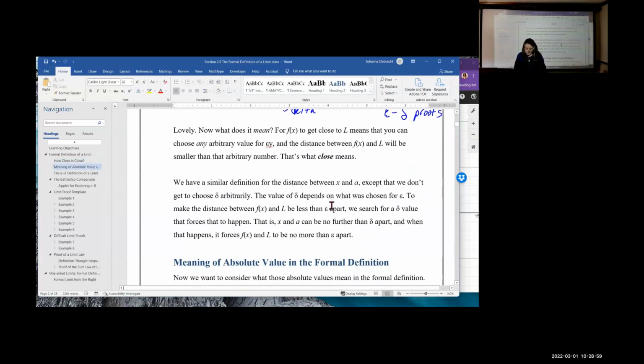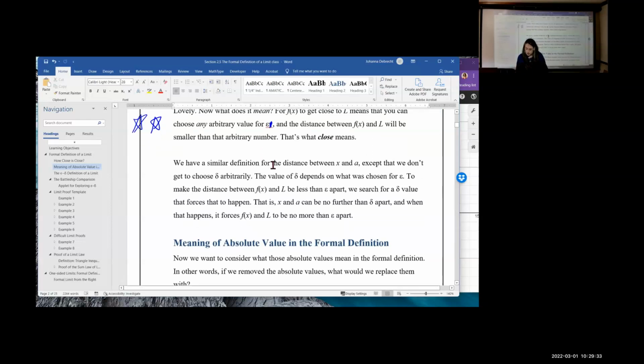Now, in order for the y value to get close to L, we need the distance to be less than some arbitrary epsilon. All right. And this y should not be there. So I need to take that out as well. Oh, that's 3 errors I found today. All right. Choose any arbitrary value for epsilon, and the distance between the function value and L has to be smaller than that arbitrary number. So epsilon is totally arbitrary. Epsilon is chosen.